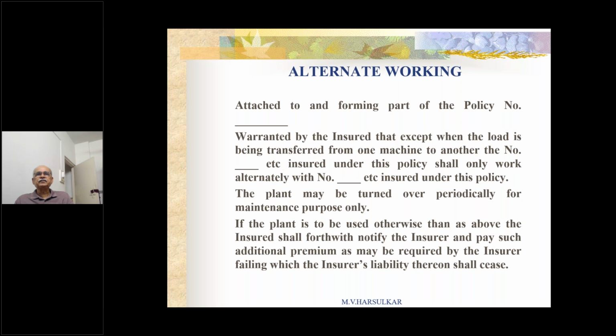Now the alternate working clause. You see this wording: these machines are to be ensured such that, except when the load is being transferred from one machine to another, the machines insured under this policy shall only work alternately. They will not work at the same time. One will work, one will not be working. The plant may be turned over periodically for maintenance purposes only. If the plant is to be used otherwise than above, the insured shall forthwith notify the insurer. If they want to use both machines, they have to inform the insurance company and pay additional premium as may be required. That is why the condition is put.